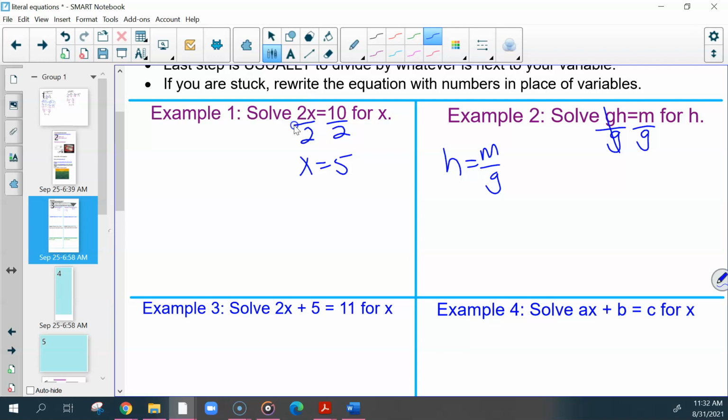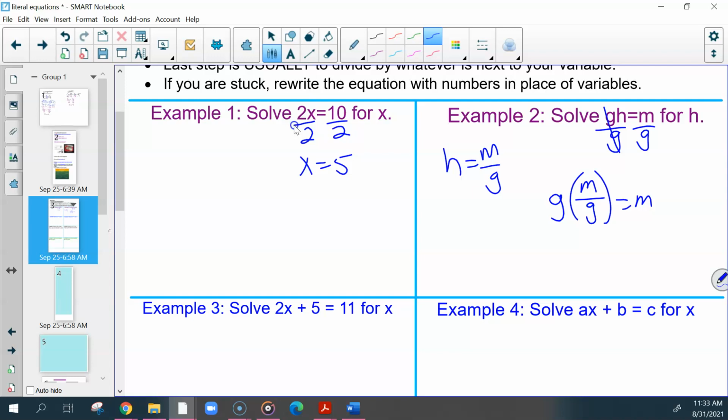You can't check literal equations in Desmos though. That's the only downfall. So I'm going to put this back into my original equation where h is. So that would be g times m over g equals m. If I were checking this and it was a regular equation, when I put the number back in, it needs to be number equals number. When I check it for literal equations, whatever it equals needs to be the same variable. So at the end, it should be m equals m. That's how I know it works.